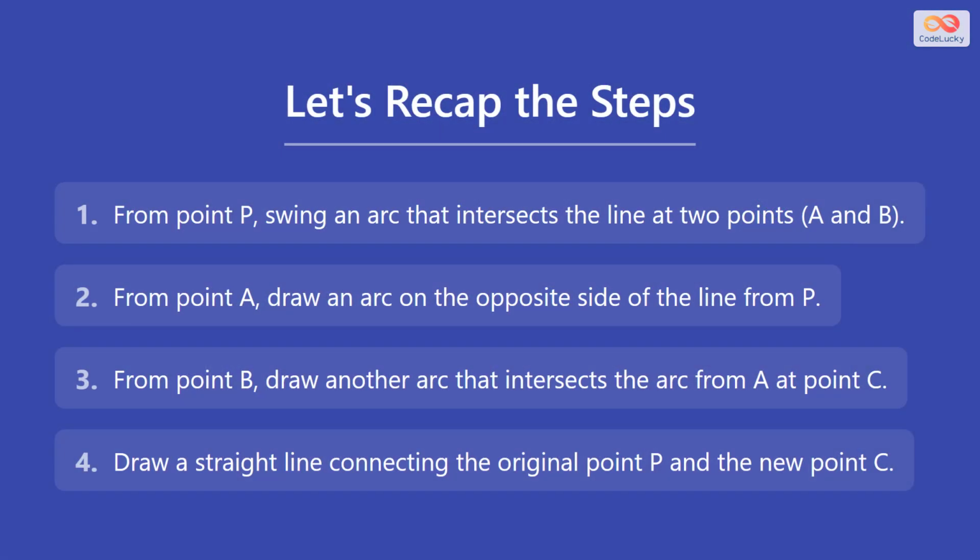To summarize the process, first, from your external point, create two intersections on the line. Second, from one of those intersections, draw an arc below the line. Third, from the second intersection, draw another arc to create a new point. And fourth, connect your original point to the new point.